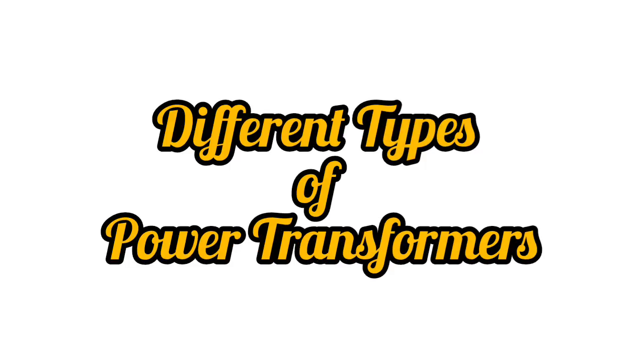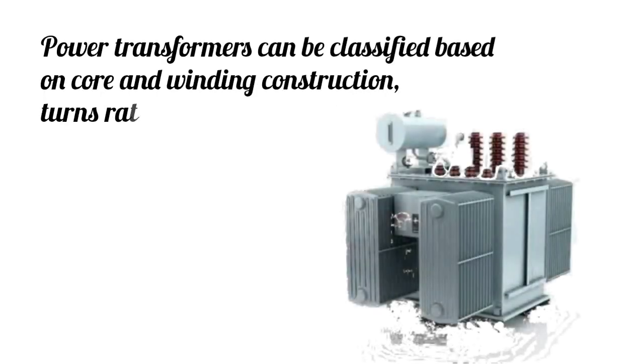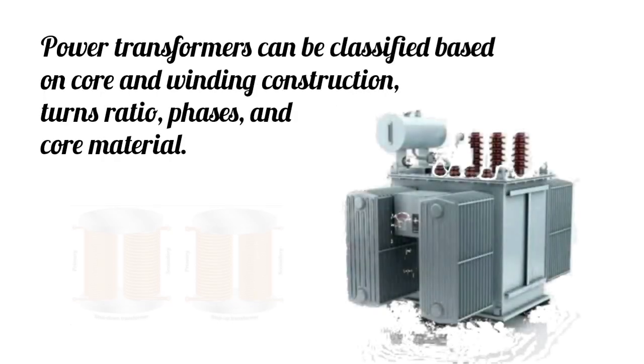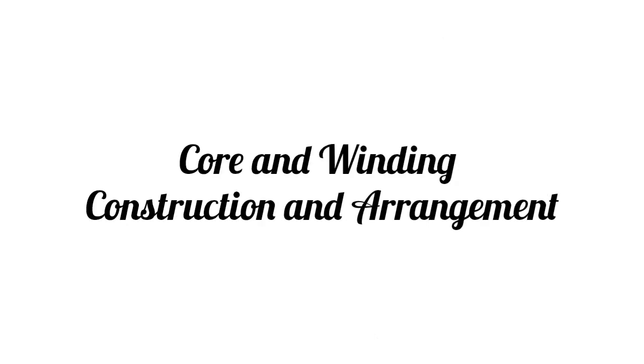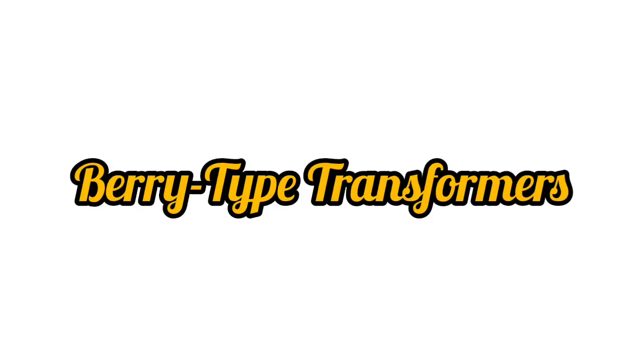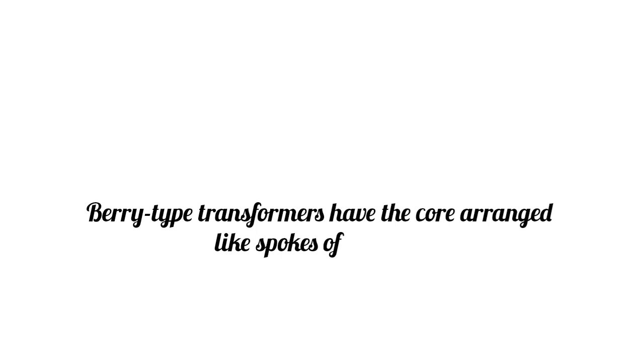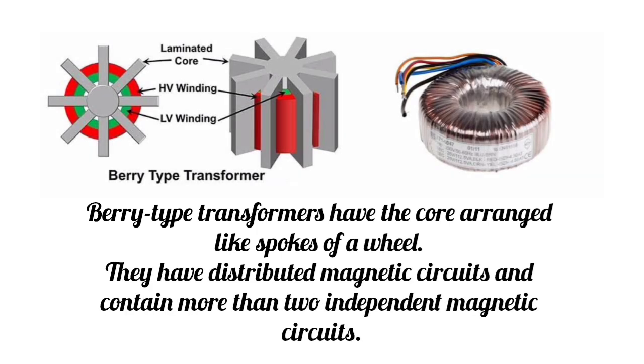Different types of power transformers. Power transformers can be classified based on core and winding construction, turns ratio, phases, and core material. Core and winding construction and arrangement. Ferrite type transformers have the core arranged like spokes of a wheel. They have distributed magnetic circuits and contain more than two independent magnetic circuits.